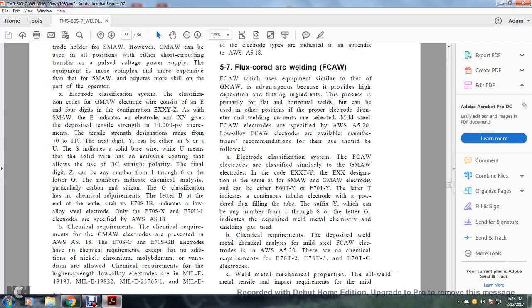Electrode classification system. The classification code for gas metal arc welding electrode wire consists of the letter E and four figures in the configuration E, X, X, Y, Z.